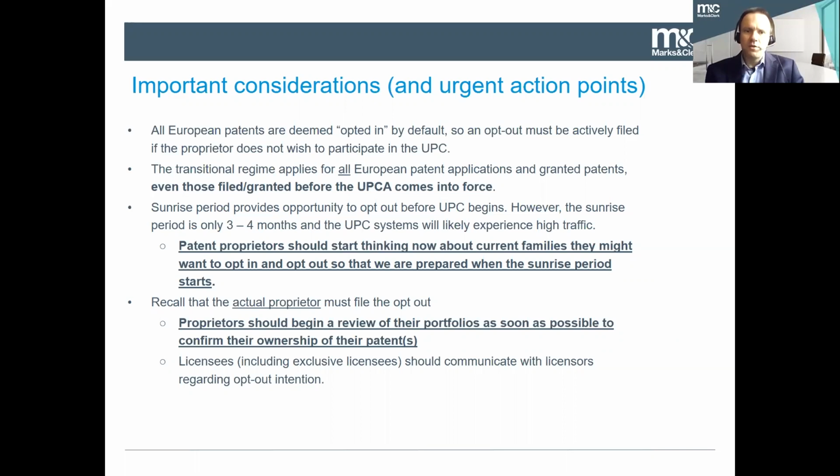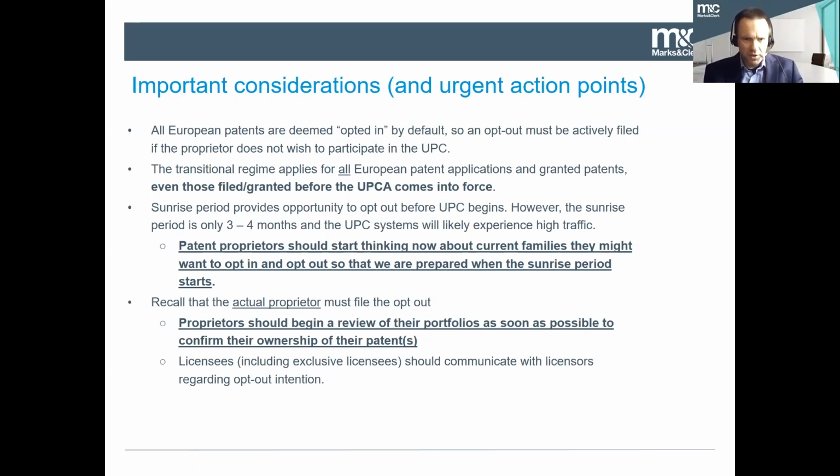The opt-out is possible from the start of the sunrise period, 3 to 4 months before the UPC system will actually come into force. And our recommendation to all our clients must be and is, if you wanted to opt out, if you're certain, then do it in that time period, because as soon as the courts come online, somebody can attack you and you might lose the ability to opt out.